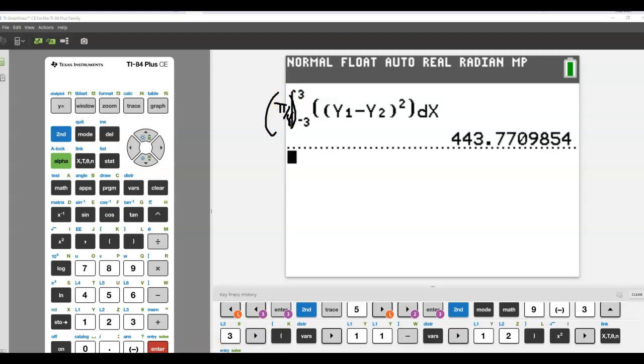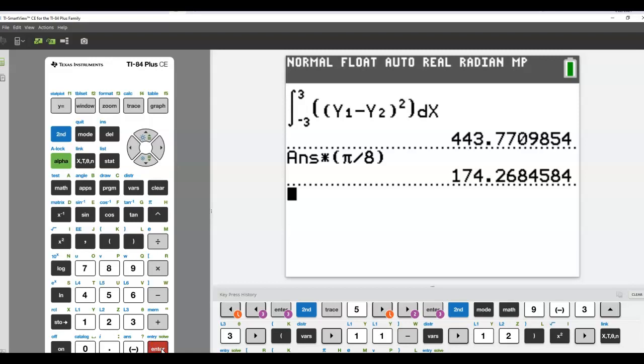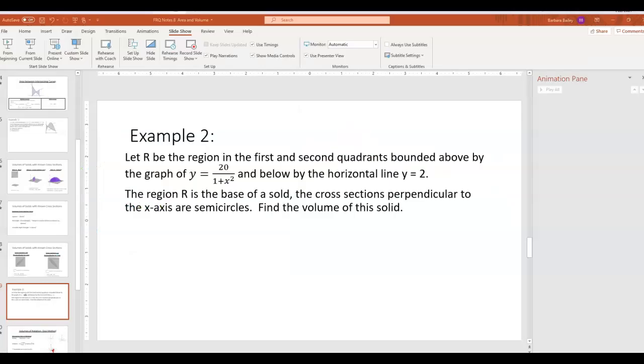But now that I've forgotten, I think what I'm going to go ahead and do is just take my answer and multiply the answer by that value of pi over 8, because it's literally the same thing if we just do it in 2 steps instead of 1. But there we go. So actually, that's the final answer, 174.268. Don't forget, on AP Calculus exams, you round to the thousandth place.